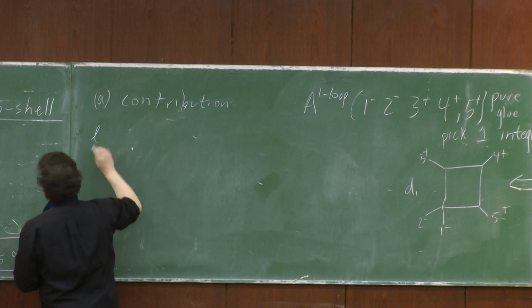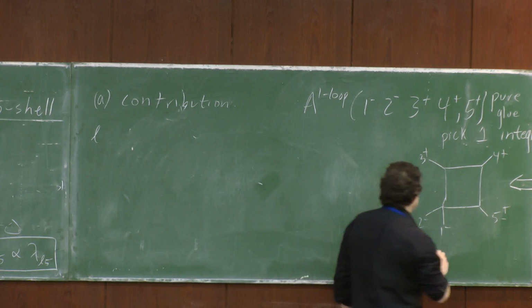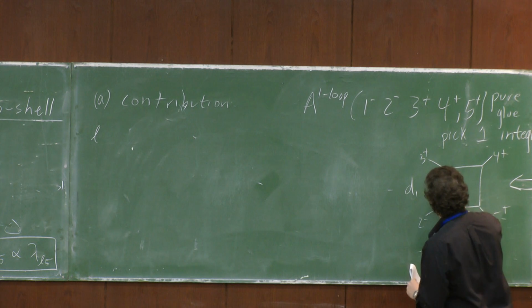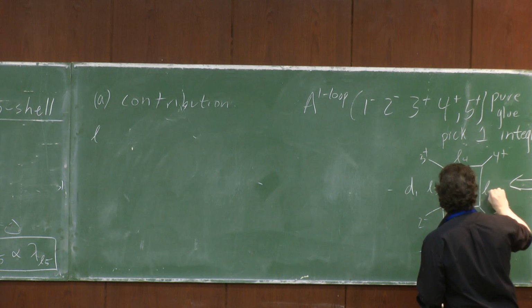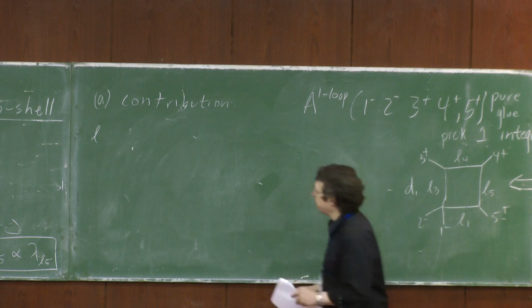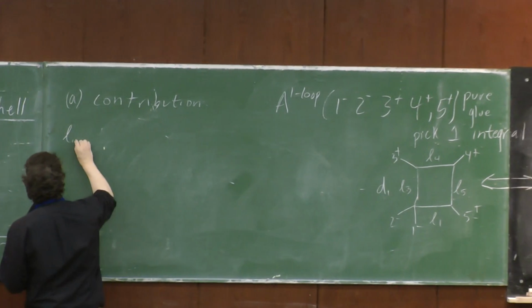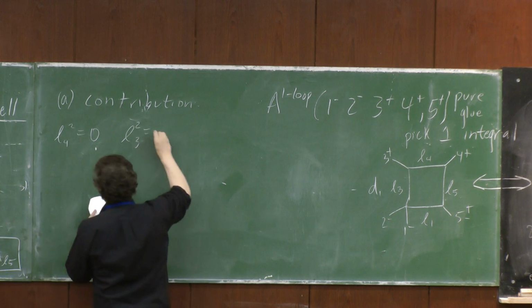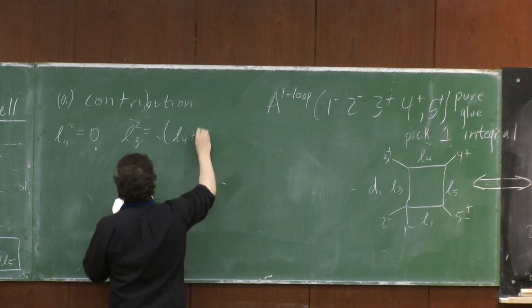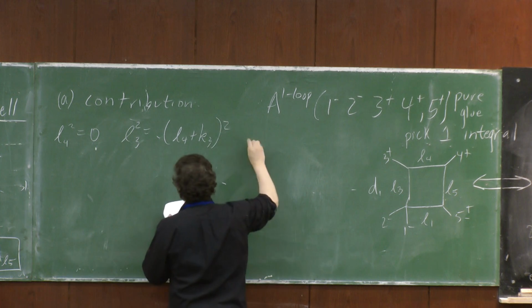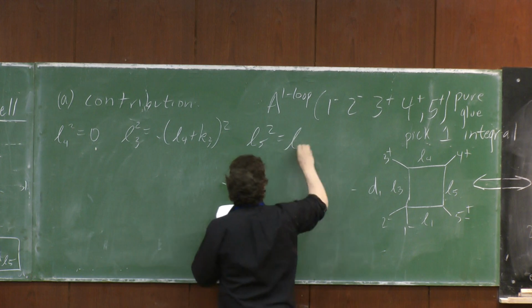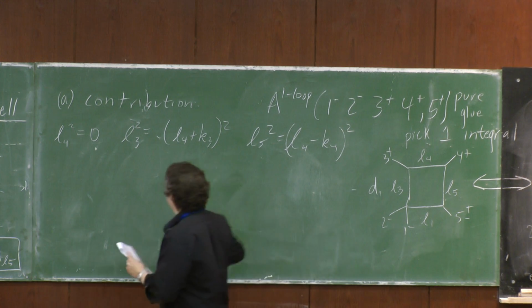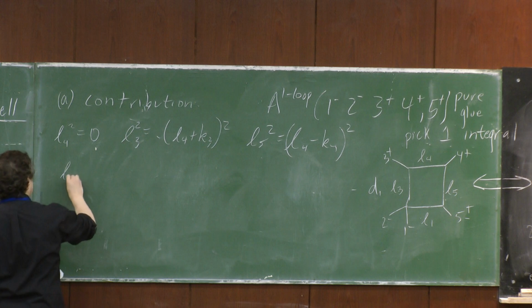So let's solve the following. Let's put on some labels here. Let's make this L1, L3, L4, and L5. Okay? And let's solve L4 square is equal to 0, L3 square is equal to (L4 plus K3) square, and L5 square is equal to (L4 minus K4) square. Okay? And you stare at this for a little bit, and you see the solution is this.